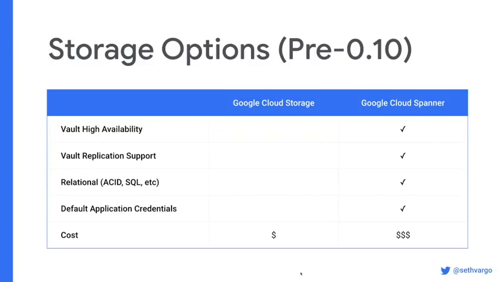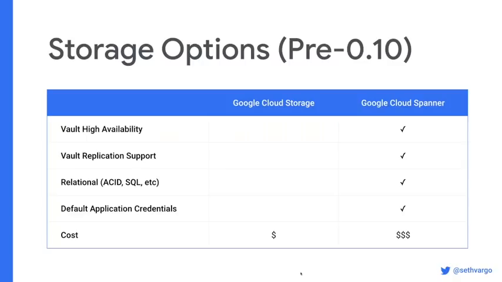So prior to 0.10, we had two storage backends for Vault: Google Cloud Storage, which is our object store, similar to something like Amazon S3, and then Google Cloud Spanner, which is our relational database that's globally distributed. In terms of the features they support on the Vault side, the Google Cloud Storage backend didn't support things like high availability or Vault replication support for Vault Enterprise, or default application credentials, et cetera. But it was significantly cheaper than Cloud Spanner.